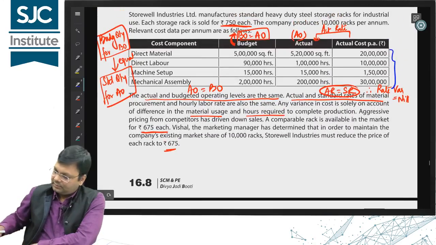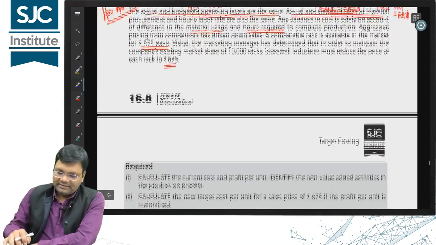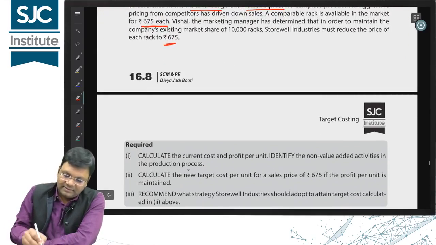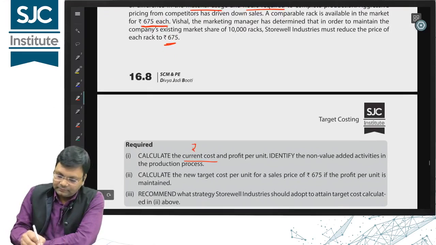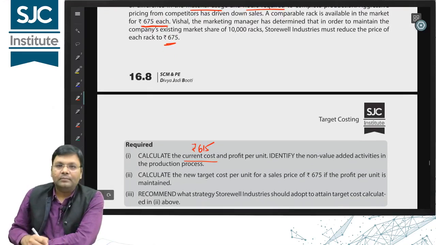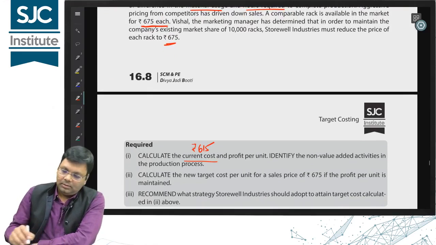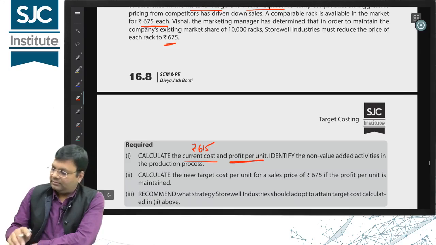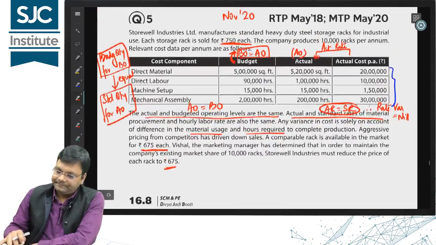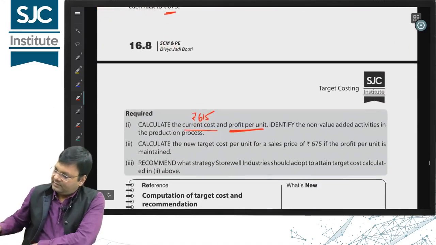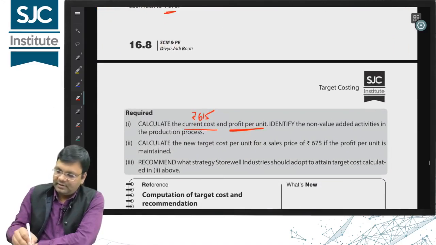Current cost 20 lakhs, 10 lakhs, 30 lakhs and 1.5 divided by 10,000. It's coming 615. Then profit per unit will be from 750 subtract 615. This is coming 135.